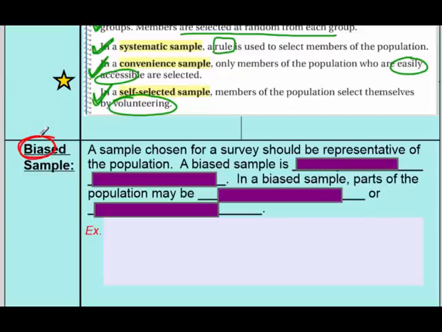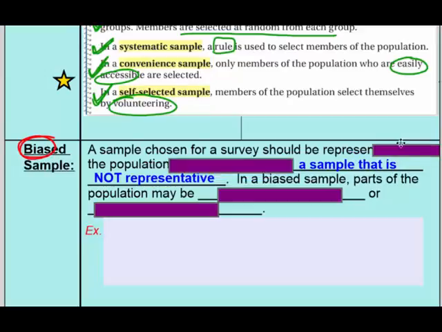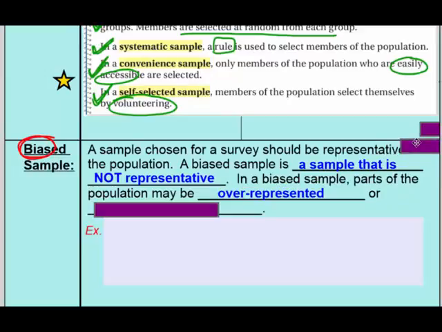So what's a biased sample? Now, every sample that you choose for your survey, you have to make sure that it's not biased. It's not leaning towards one way of your survey, so then it becomes unfair, okay? A sample chosen for a survey should be representative of the population. A biased sample is a sample that is not representative. In a biased sample, parts of the population may be overrepresented or underrepresented.